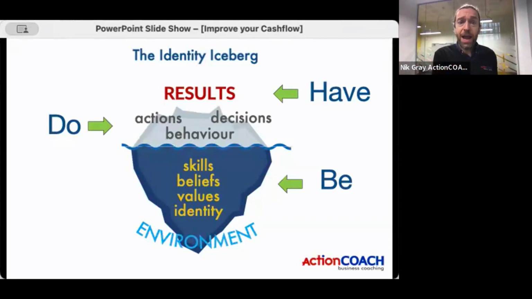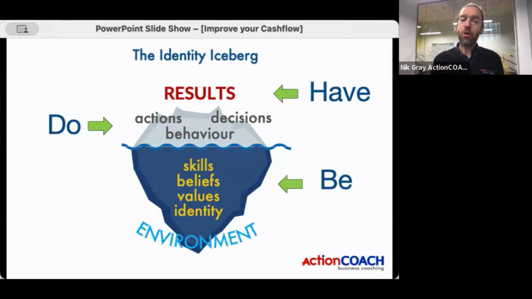Score yourself out of 10 on how good you are at taking action to improve that. What's the behavior for you and your team around cash and the decisions you're making? Or any strategies that you've got in place for that. What strategies are you working on? If you're a low score out of 10, maybe there's an action for you to take to improve that. So let's look at the B as well, below this waterline.